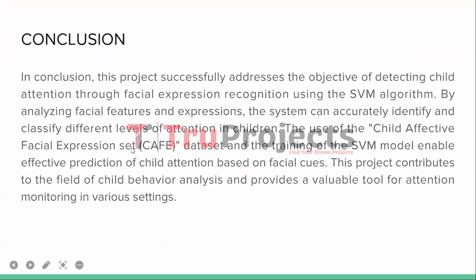In conclusion, this project successfully addresses the objective of detecting child attention through facial expression recognition using the SVM algorithm. By analyzing the facial features and expressions, the system can accurately identify and classify the different levels of attention in children. The use of the child affective facial expression dataset and the training of the SVM model enable the effective prediction of child attention based on facial cues. This project contributes to the field of child behavior analysis and provides a valuable tool for attention monitoring in various settings.